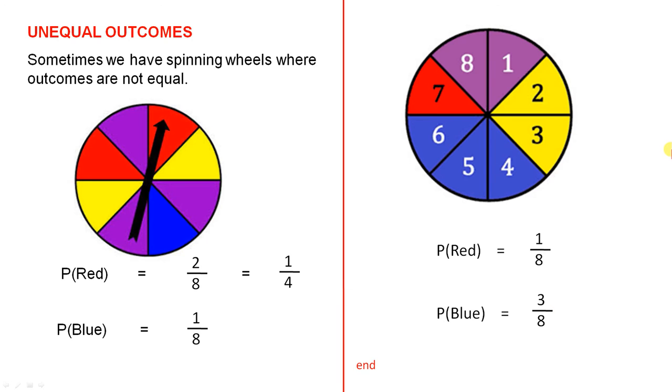So this video has introduced us to the idea of spinners, and we've seen different examples of what happens when we spin the wheel, and sometimes the outcomes are equal, they're fair, sometimes they're biased, they're unequal.